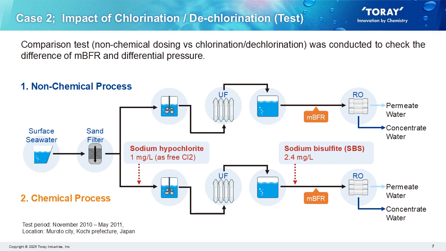Case 2. Impact of chlorination, dechlorination. In the early stages of SWRO, continuous chlorination of RO intake seawater was commonly used to prevent marine organisms' growth in the RO plant system. Though empirically known that such operation promotes RO biofouling, the hypothesis has not been scientifically confirmed.